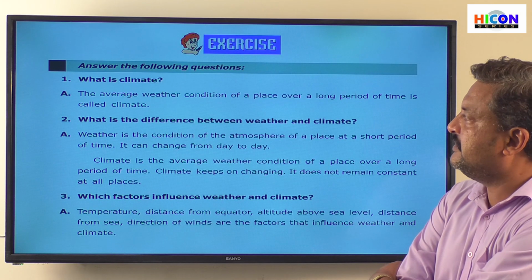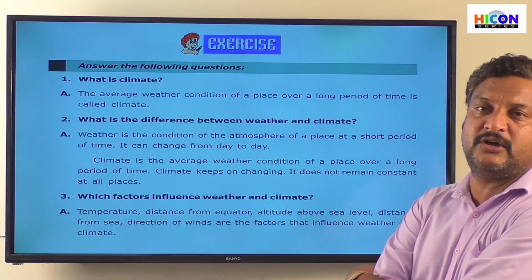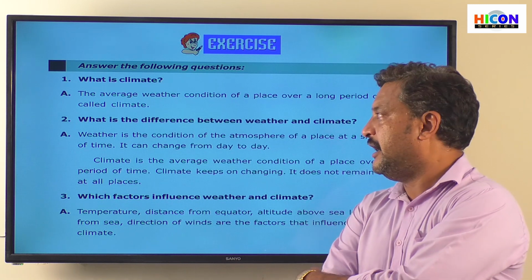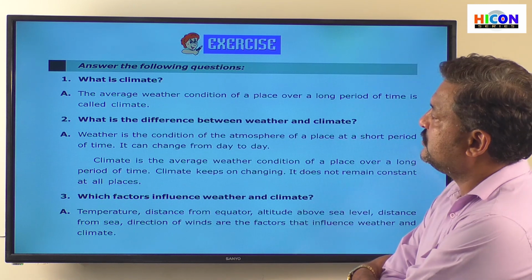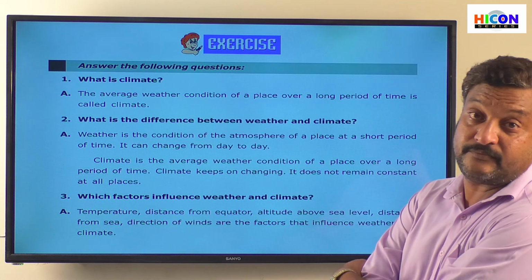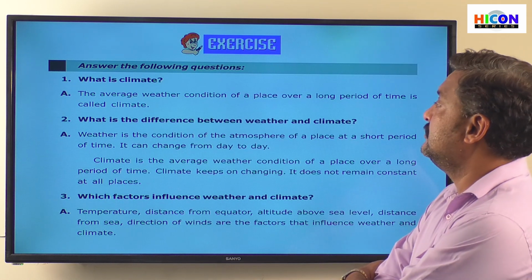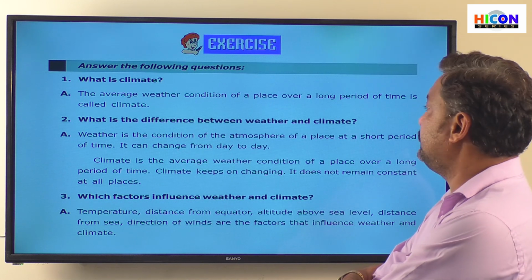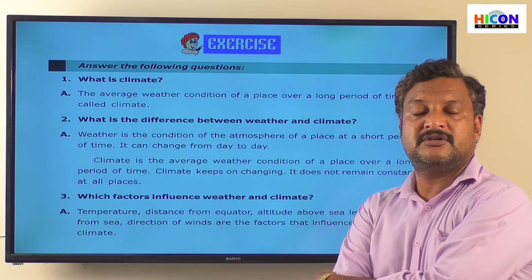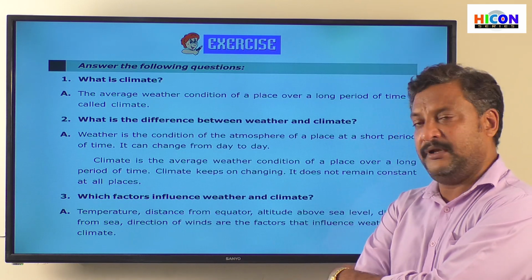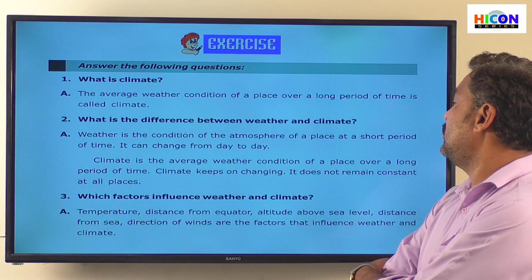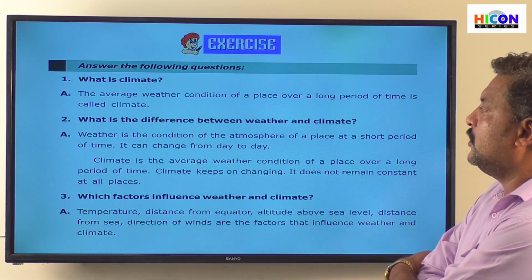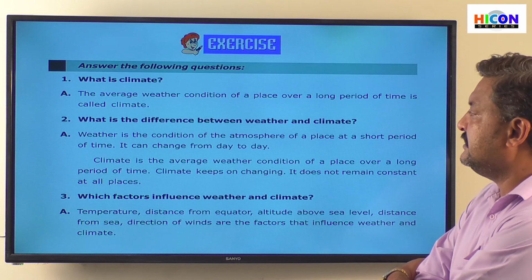So what we next have in the exercise part is answer the following questions. Here are some questions about what we have learned in the lesson, and we need to answer them. First question, what is climate? The average weather condition of a place over a long period of time is called a climate. So the average weather conditions of a place which is assessed over a long period of time is called a climate.